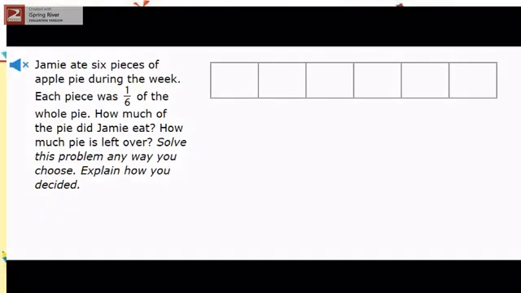Jamie ate 6 pieces of apple pie during the week. Each piece was 1/6 of the whole pie. How much of the pie did Jamie eat? How much pie is left over? Solve this problem any way you choose. Explain how you decided.